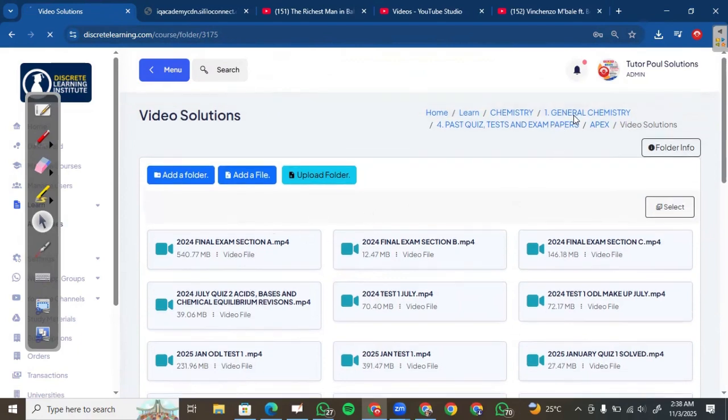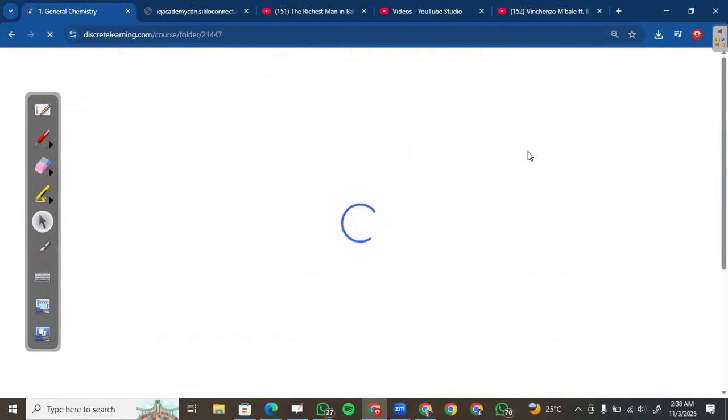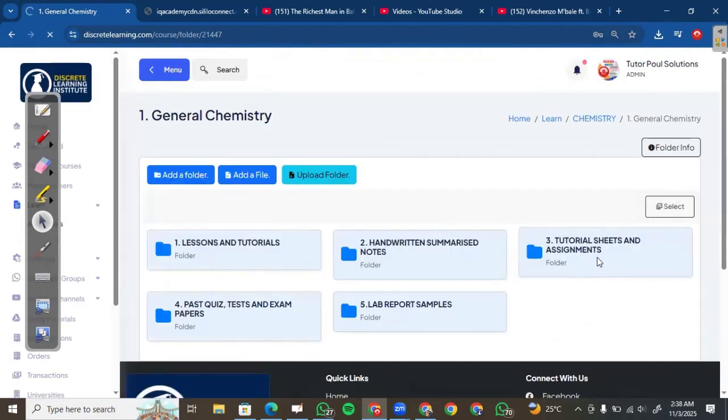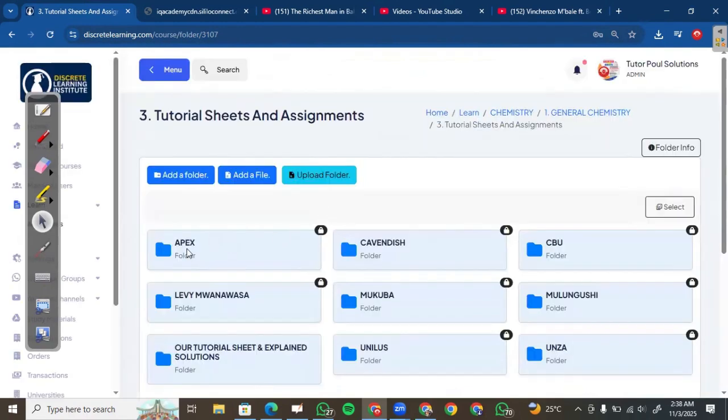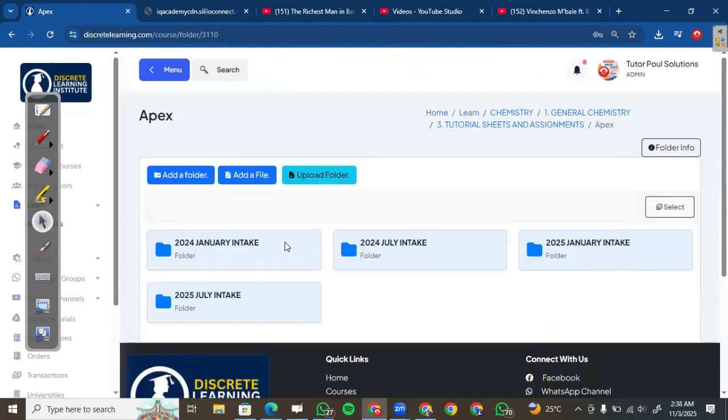If I go back here, I can now go to the tutorial sheets and assignments. It's the same thing. You go to your university. Let me give an example. If I go into the Apex folder there, you're going to find different intakes. You select the intake that you are in. Of course, you can also use the videos for the other intakes to learn, because the concepts are just the same. Here I'm going to go into the 2025 July intake.